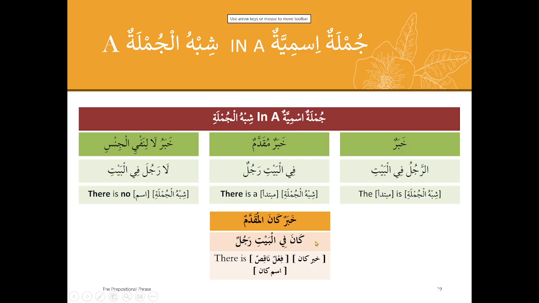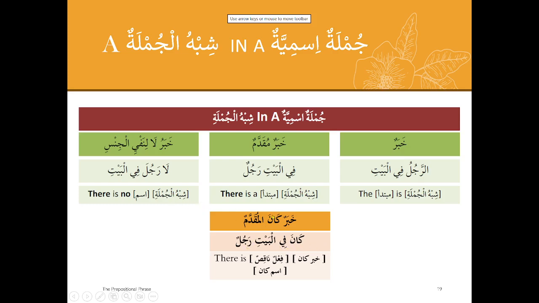We have rajulun. There are only two things here: we have kana, then ismu kana and khabru kana, right? Yes, that's right. So which is isim kana and which is khabar kana? I think rajulun is ismu kana, fil bayti is khabru kana, shibh jumlah. Yes. Alhamdulillah.